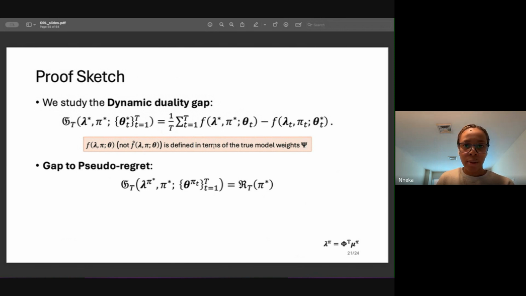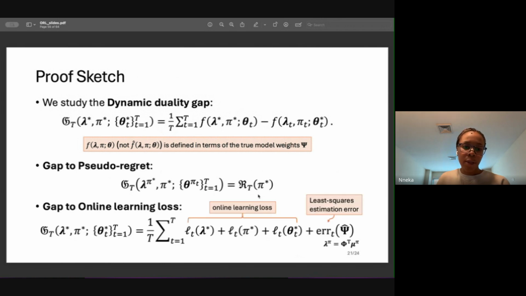The summary of this proof sketch is that for a specific choice of these comparators, lambda star, pi star, and theta star t, we can relate the gap to the pseudo-regret, which is the term we're interested in controlling. On the other hand, we can also relate the gap to the online learning loss of each player in the Fogas algorithm, plus an additional least squares estimation error to account for the fact that we are not using the true transition model weights, but the estimator psi hat.